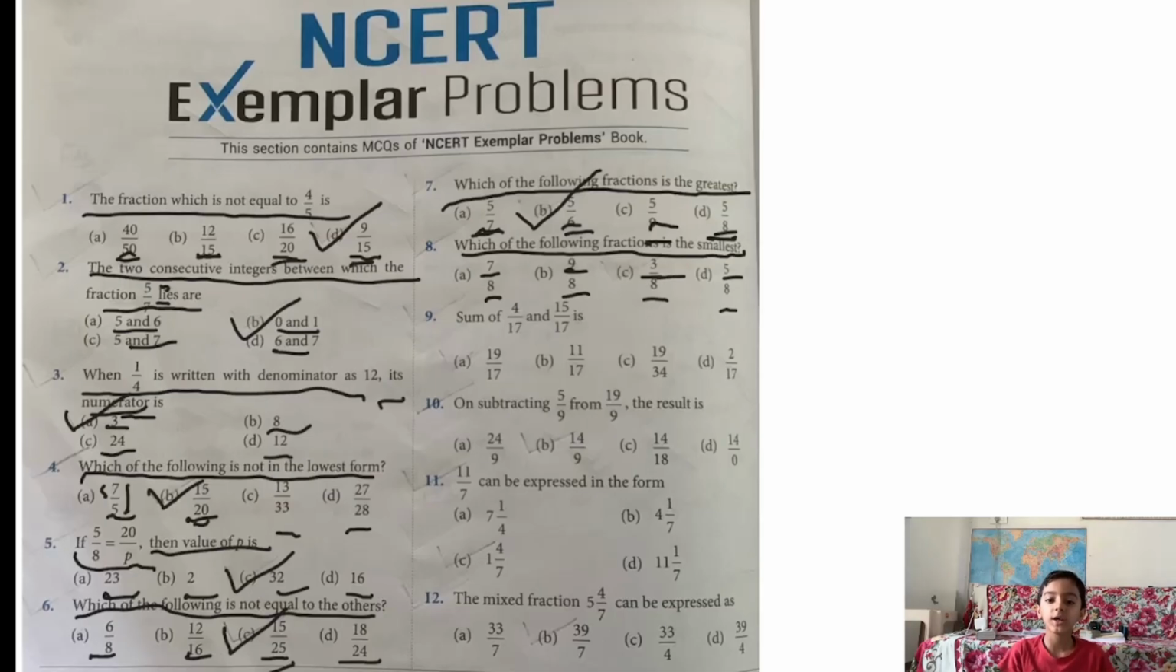So the 3 by 8 fraction is the smallest fraction. So the correct answer of question 8 is option C, which is 3 by 8.